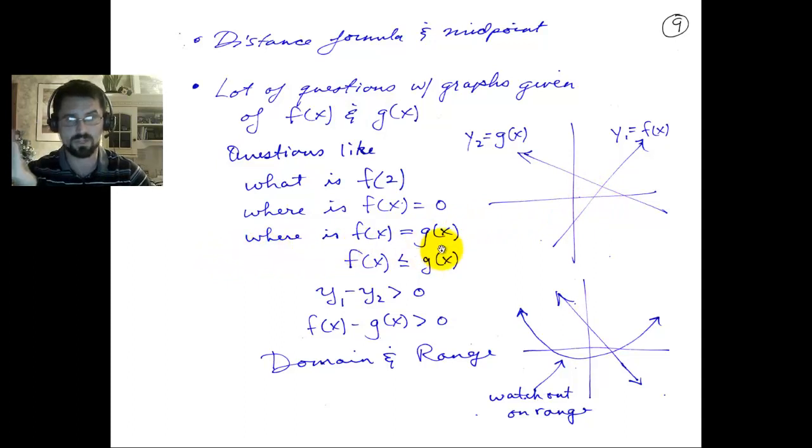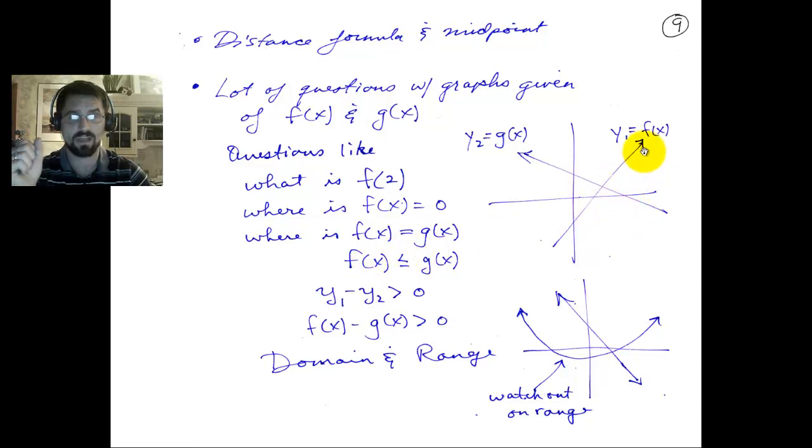Where is f of x equal to g of x? You should know at this point that that is at the intersection, and the question is asking for an x value. Okay, where is f of x less than or equal to g of x, or something of that nature? You have to ask yourself two questions. You know it relates to the intersection, and you have to decide, is it before or after the intersection, and is it including or not including that intersection?